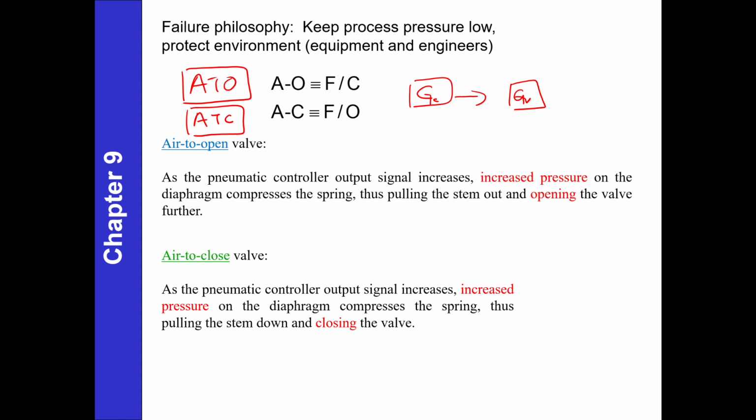It will send a signal to this control valve. If the signal increases, we already know that we need a transducer to convert the signal from milliampere into psi. When the signal increases, the psi also increases, so it will compress the spring inside the control valve, pulling the stem out and opening the valve.